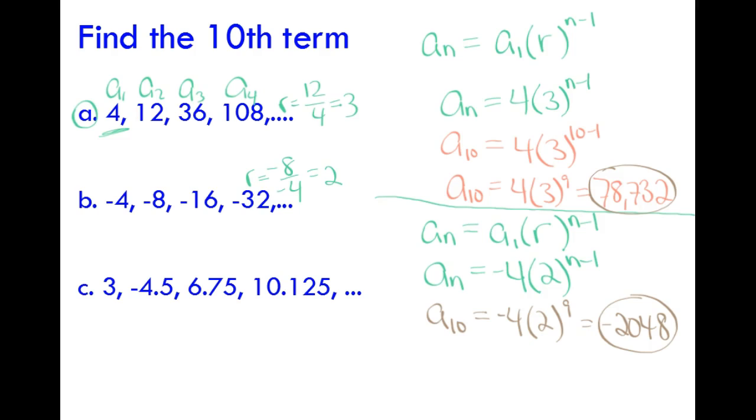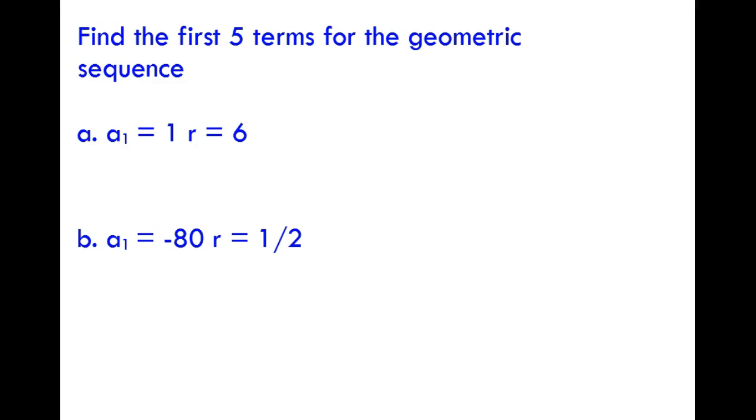Alright, we're going to skip letter C though, and we're going to move on. And in this one, they start you off with 2 parts of an equation, and they want you to find the first 5 terms. This is actually a little easier. So if the first term in the sequence is 1, and the common ratio is 6, to get my next value, I multiply by 6. So I have 6 here. I have 6 times 6 is 36.